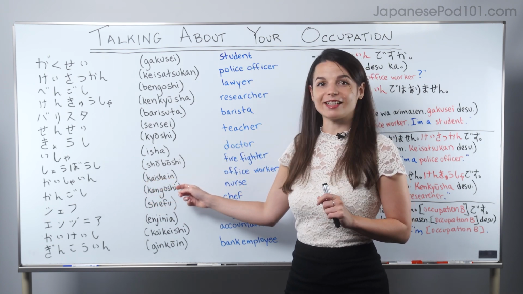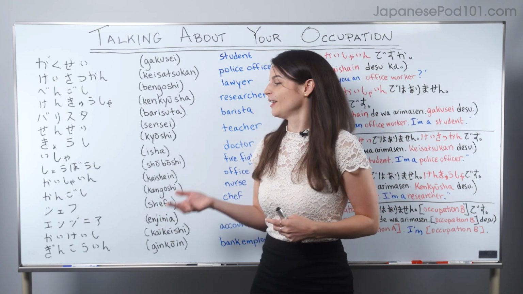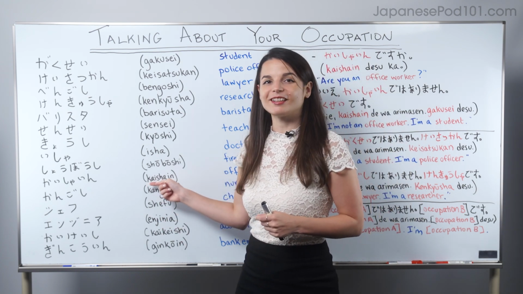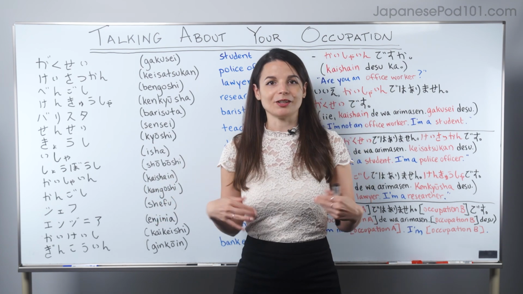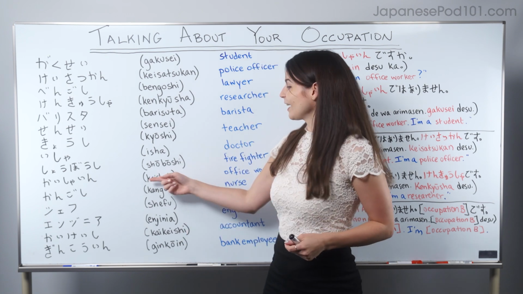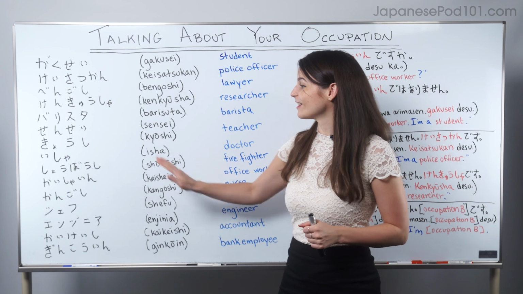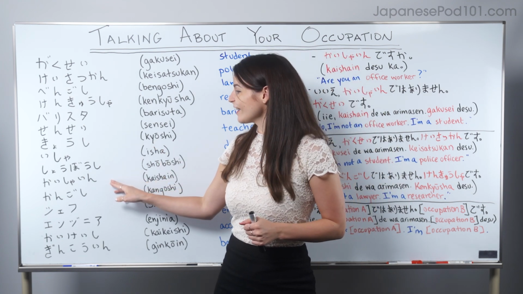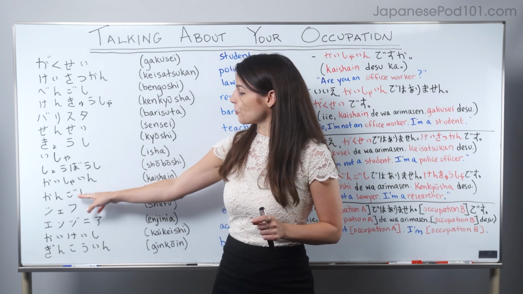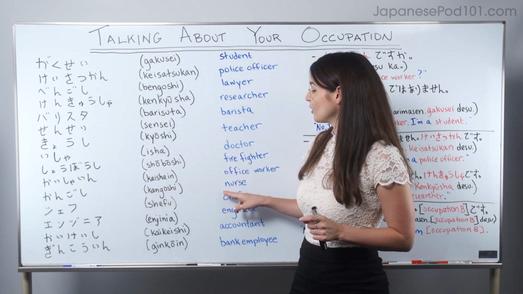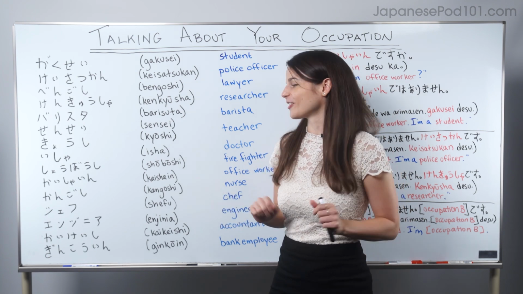Kaishain means office worker or company employee. So maybe you know the word kaisha, yeah? Kaisha means company, and in can be used to mean person or member of that thing. So kaishain means office worker or company employee. This is a very common word. Next is kangoshi. Kangoshi means nurse, so someone who provides care.